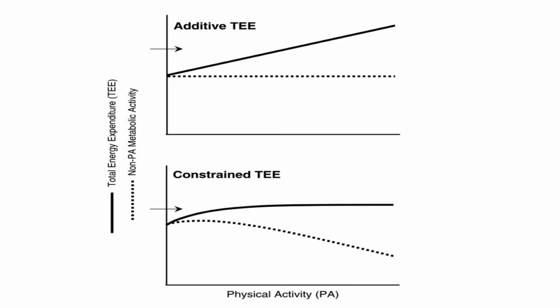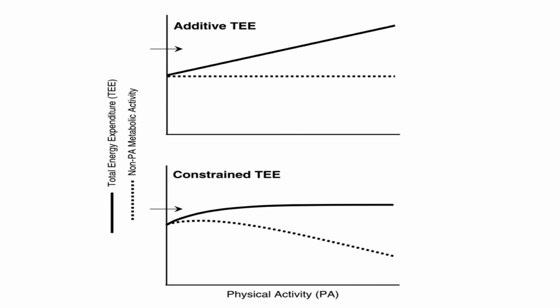You might be thinking, but what if someone does a lot of physical activity, such as hours of training each day or a very physical job? Won't activity thermogenesis just go very high and soon overtake basal metabolism? That would be consistent with the so-called additive model of total energy expenditure.